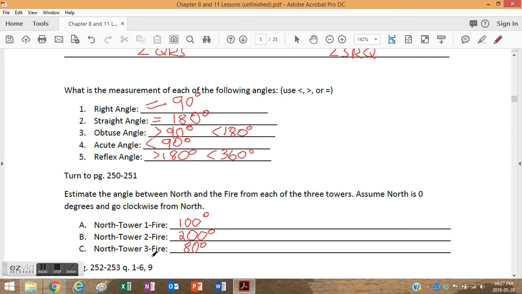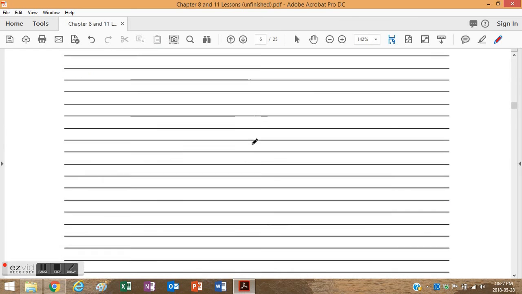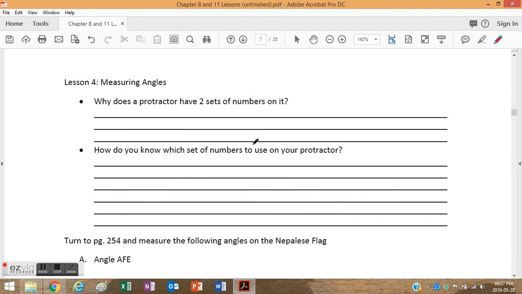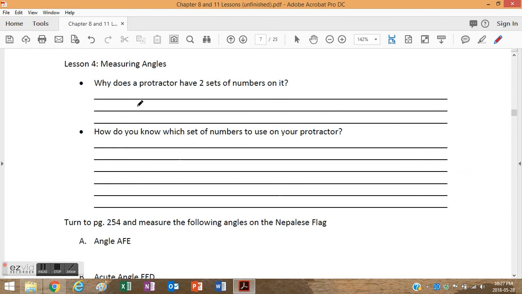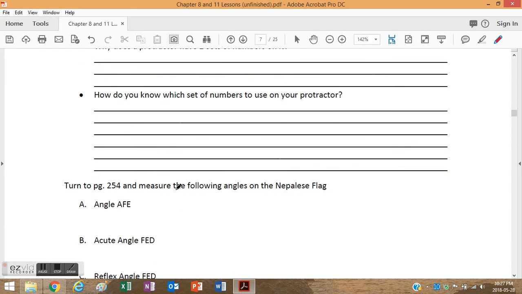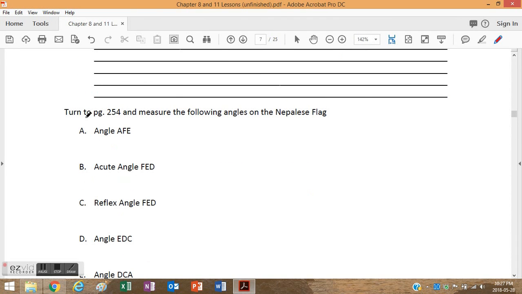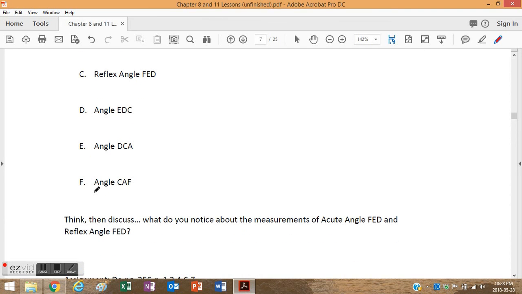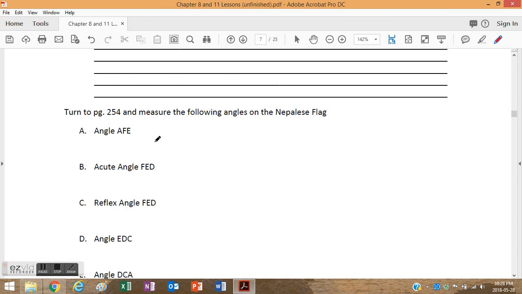Wonderful. Get to work on that assignment. If you finish it up, write it down on this page. If you finish it up, you can take a look at lesson number 4 and see if you can get through these questions. And then we've actually looked at some of this already, but I'd like you to look at the Nepalese flag on page 254 and just measure those angles. Don't worry about that assignment yet, but that'll give you something to do if you happen to finish. Thank you.